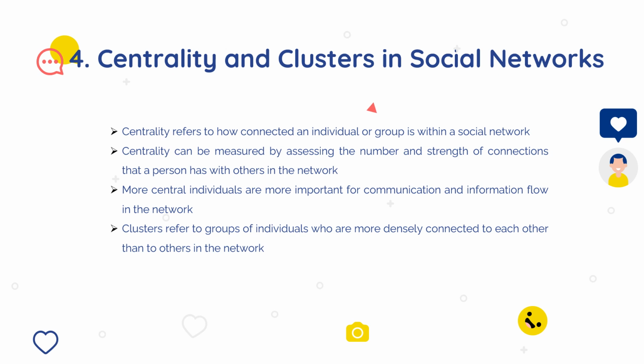Both centrality and clusters can be useful for understanding the structure and dynamics of social networks. For example, identifying central individuals or groups can help to explain patterns of influence, communication, and information flow within a network, while identifying clusters can help to identify subcommunities within a network and the potential for information or ideas to spread within and between these groups.